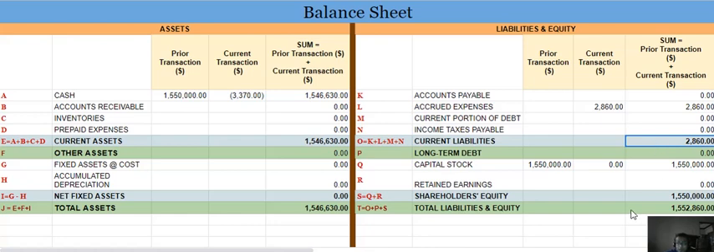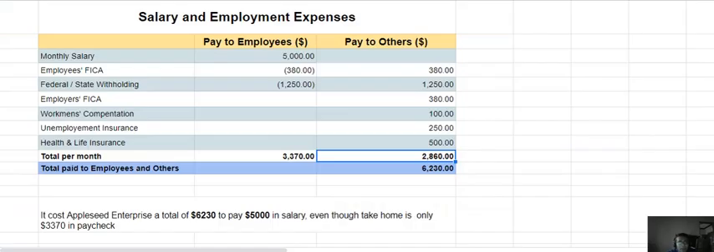Now, what are the other entries I need to make over here? There is another entry I need to make for this transaction, and that entry I need to make against retained earning. Now, here you can see the total cost to the company is $6,230, and this amount is actually reducing the company's retained earning. So once this total amount is paid, it will reduce the company's retained earning.